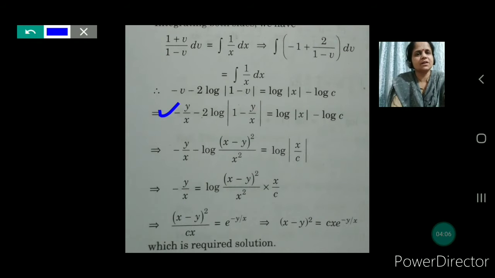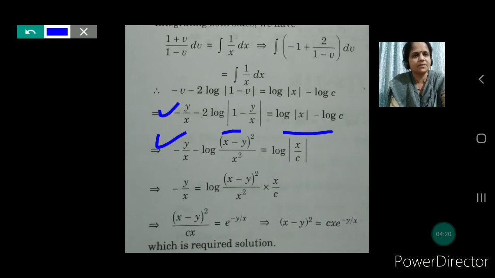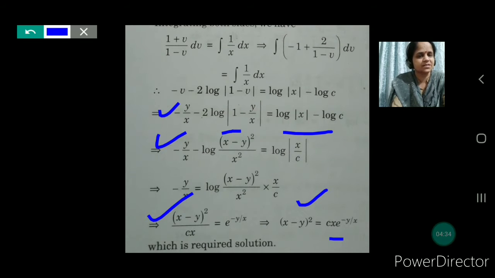Now put the value of v. v is equal to y upon x. Okay, so you will get minus y upon x minus 2 log mod of (1 minus y upon x) is equal to log mod of x minus log c. And now simplify, apply the rules of logs. Okay, and finally you will get the answer. Here it is (x minus y) whole square is equal to cx e raised to minus y upon x.